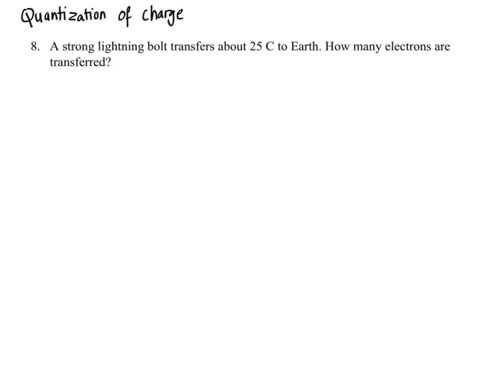In this video, we are going to solve some problems on charges and electrostatic force. So the first problem is on quantization of charge. A strong lightning bolt transfers about 25 coulombs to Earth. So that's the value for Q. How many electrons? That means they want us to find what's N.